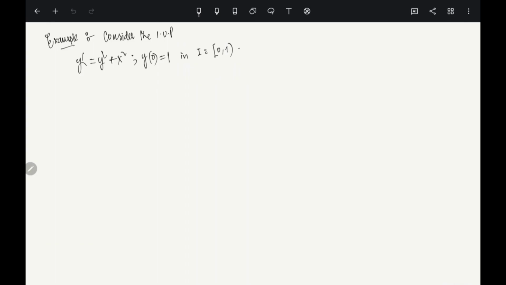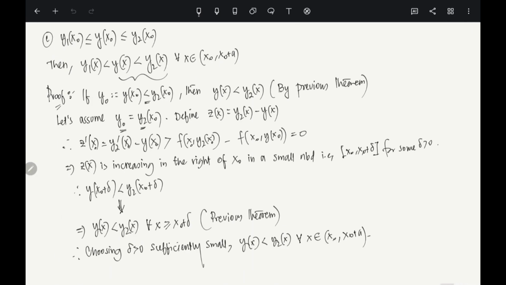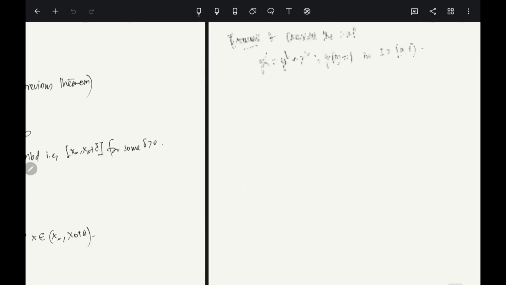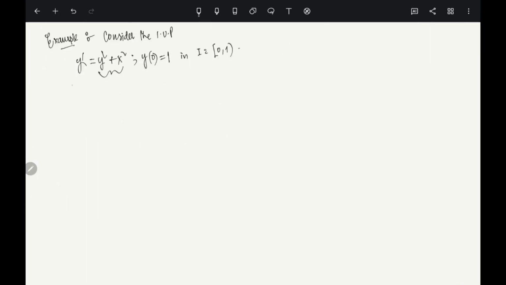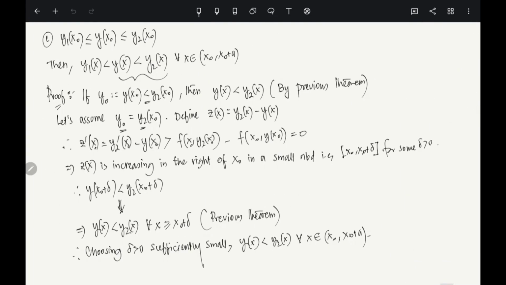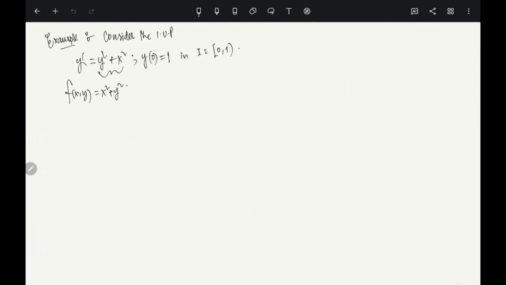For that you have to produce a y1 and y2 such that y1 prime is dominated by f of x, y1 and y2 prime must dominate f of x, y2. And what is f of x, y? f of x, y is given here, it is nothing but x square plus y square. You have to find one y1 which gets dominated by f and y2 which dominates f, along with the initial data, of course. So how do you find such a thing?